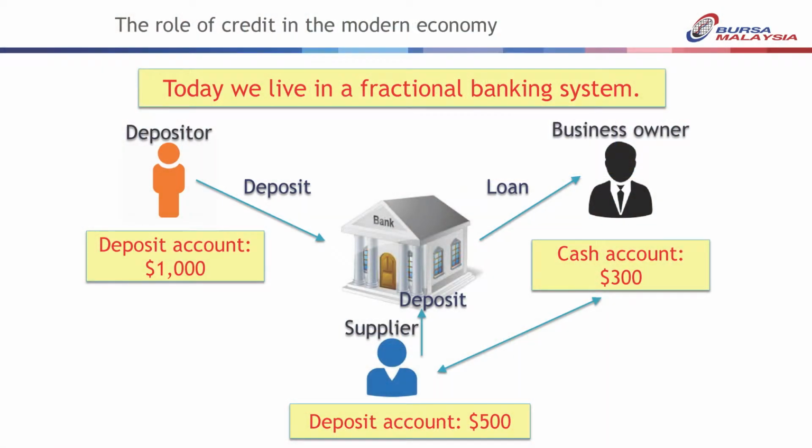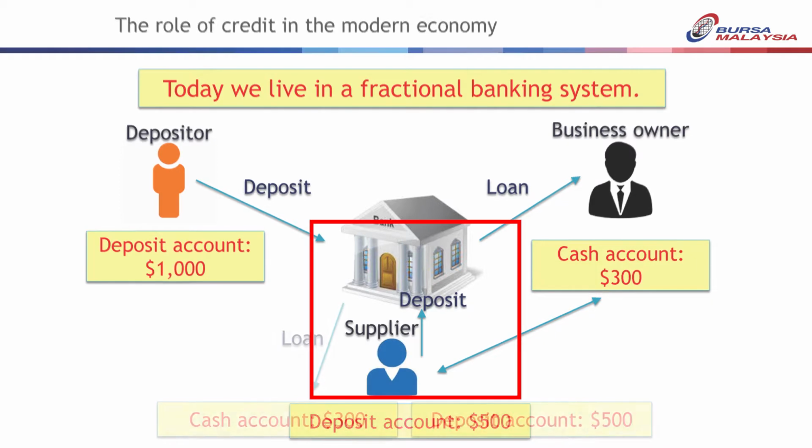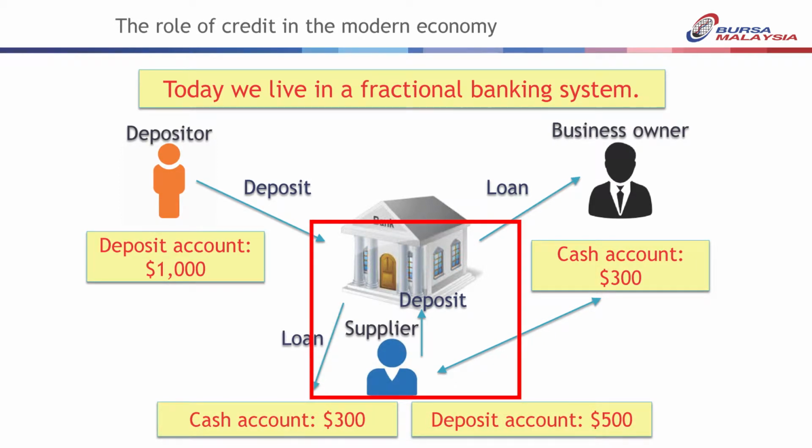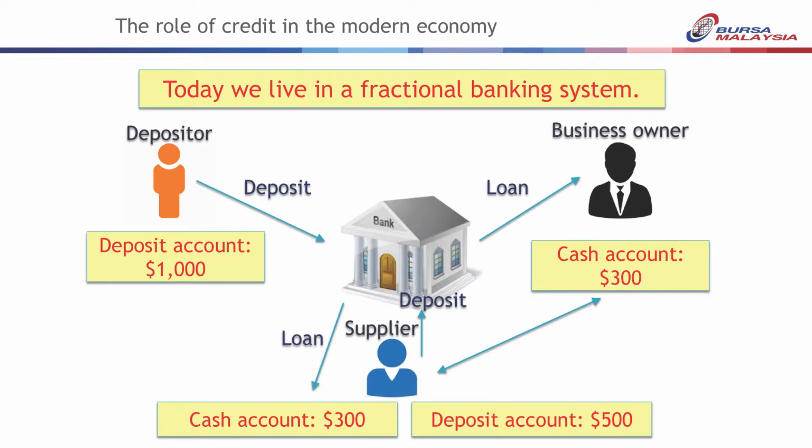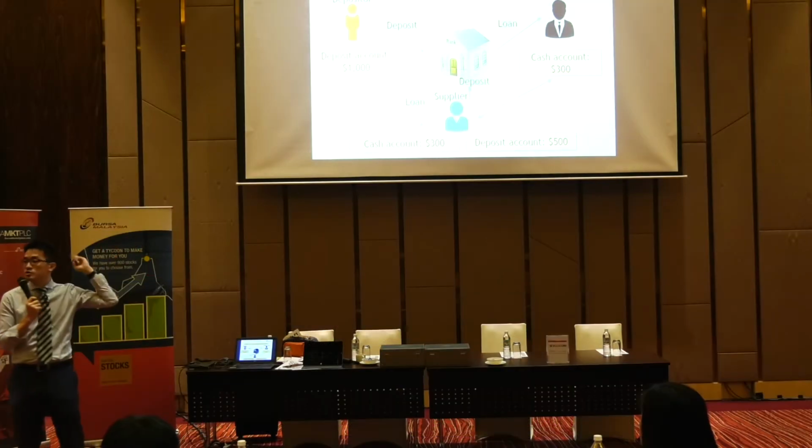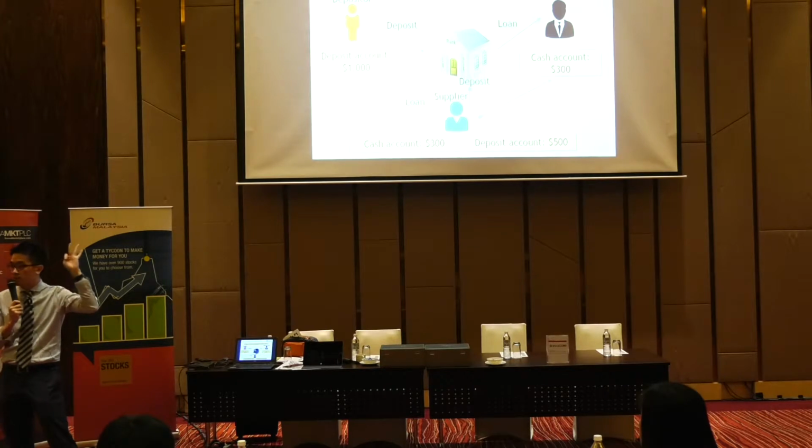The supplier also uses the same $500 to deposit into the bank. And so now it's reflected for the supplier that he has a deposit account with $500 of balance. And the supplier decides to also expand his own business by taking a loan of $300 from the bank. So today, the bank also loaned out $300 to the supplier, and so the supplier now has a deposit account of $500 and cash from the $300 loan from the bank.